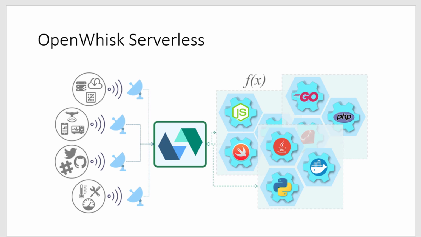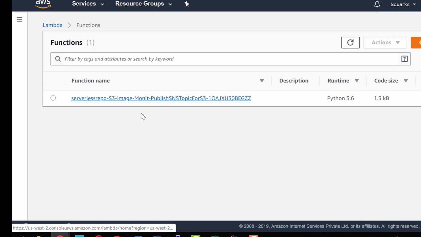Let's see a small example in AWS Lambda. This is my account where I have created a serverless function. This particular function gets triggered whenever I add an image in an S3 bucket, that is S3 storage within AWS. S3 is object storage where I can store any file that I want.